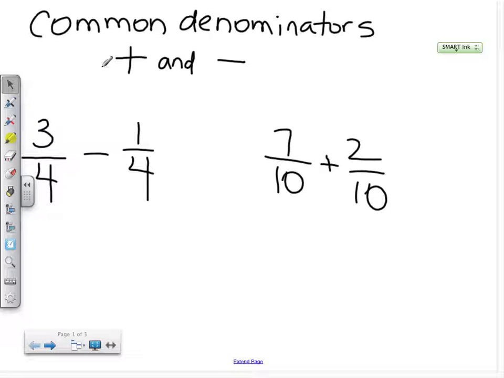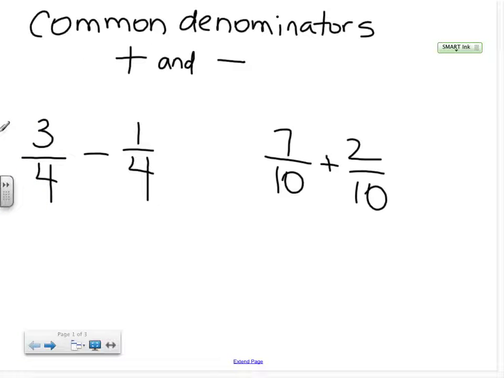Okay, common denominators. The first rule to adding and subtracting is that you need like denominators. Our first two examples have like denominators, so we can leave them alone. If we're talking about fourths, we're still going to be in fourths. So 3/4 minus 1/4 is going to give us 2/4. You're just subtracting your numerators.